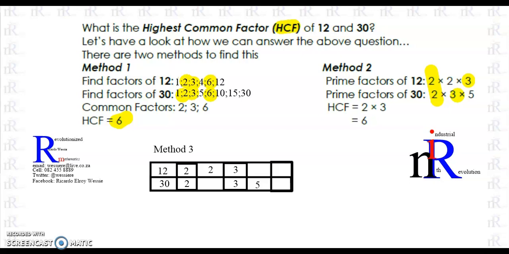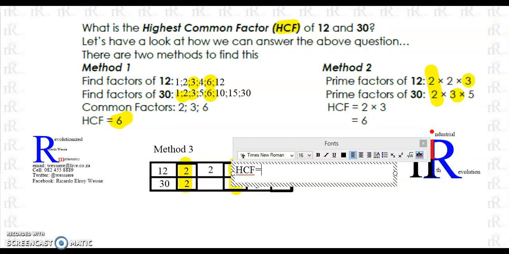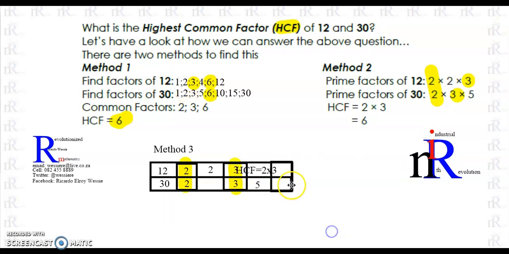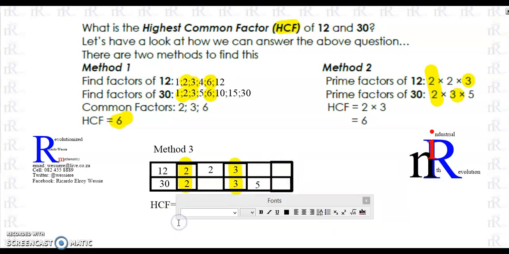Now to identify the highest common factor, I take out all the ones that are common in both the numbers. So my highest common factor is equal to 2 multiplied by 3. And that answer I write down as equal to 6. I hope that this method, especially if your teacher has taught this to you, that you can also use this.